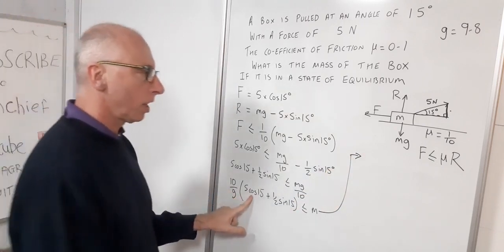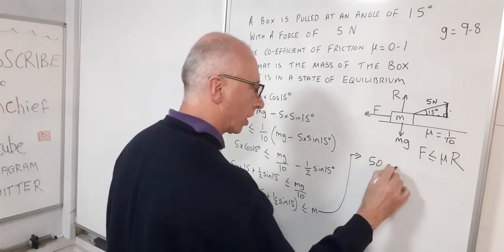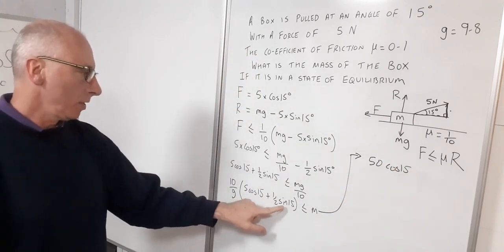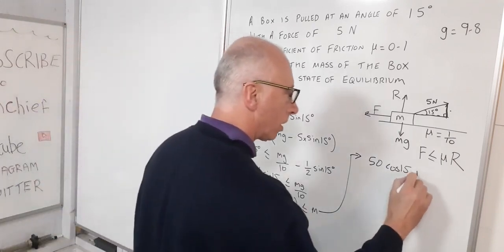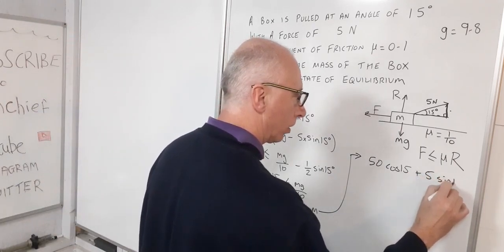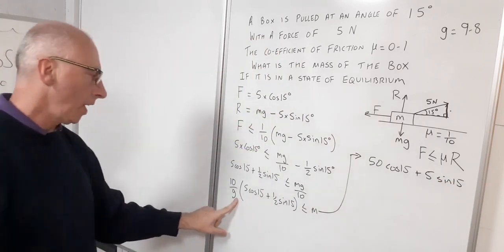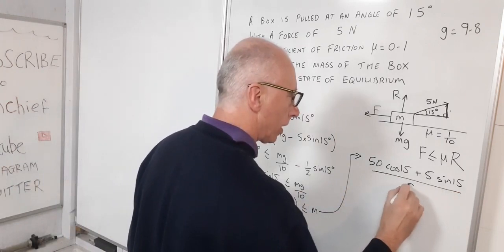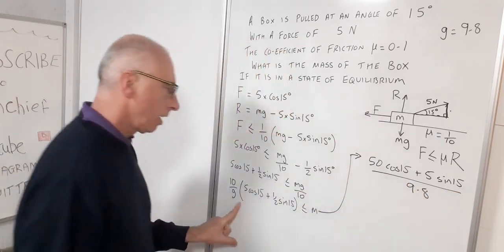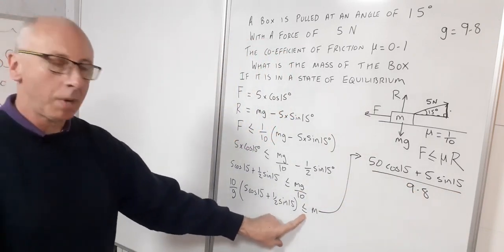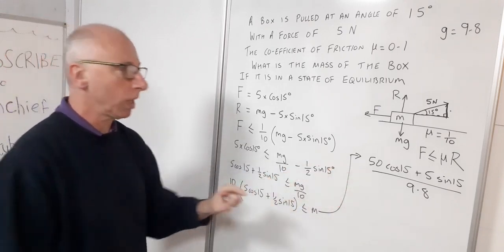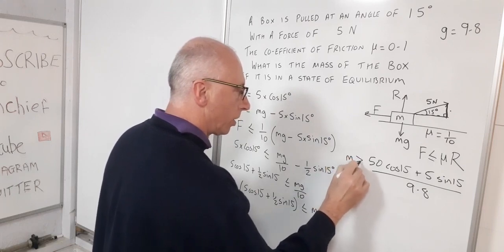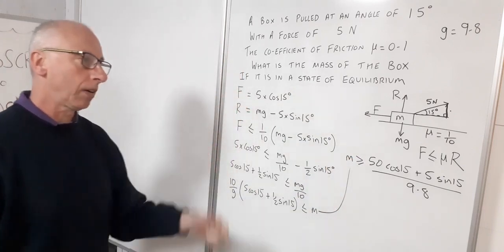So I'll have 50 cosine 15 plus 5 sine 15, and then divide that by g. G is 9.8. So that's divided by 9.8. And that will be, my mass will be larger than whatever we get here. So let's just put that in there. So mass is larger than or equal to that calculation there.